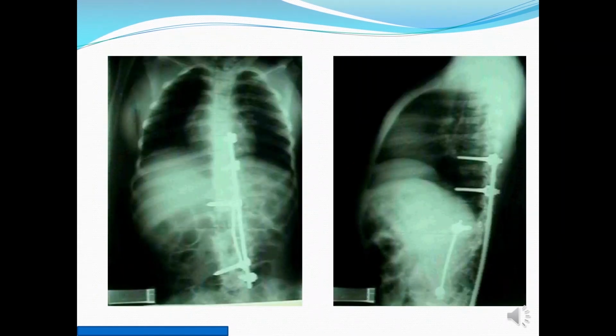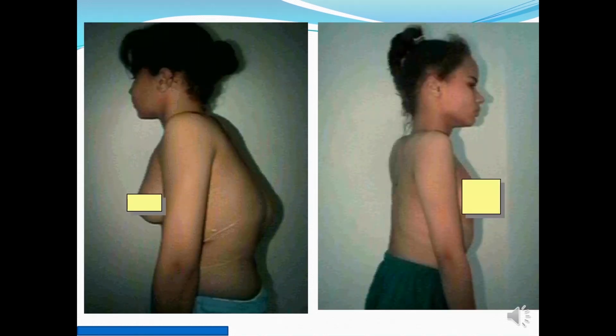This patient was tackled anteriorly, where an anterior release and distraction was applied with grafting between the adjacent bodies, and completed with a posterior instrumentation as a supplementary fixation to increase the stiffness of the construct. On the left before surgery, on the right after surgery. And I think it's a good correction.